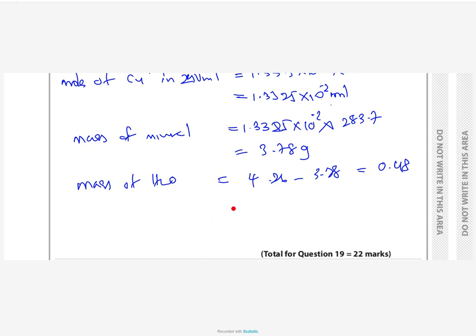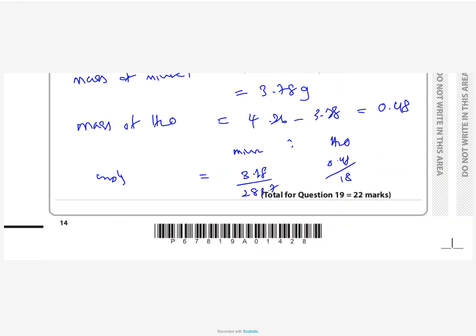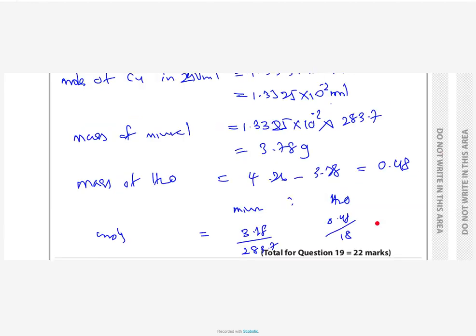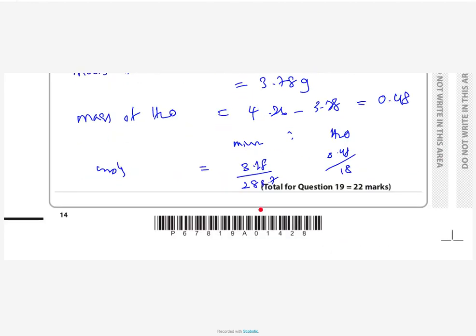Right? So you know the mineral and the water. You find the moles. Mineral mass is 3.78 divided by molar mass. We already found the moles here. Water is 0.48 over 18. So here the answer is 1.33 10 to the power minus 2. 0.48 divided by 18 is 0.026.